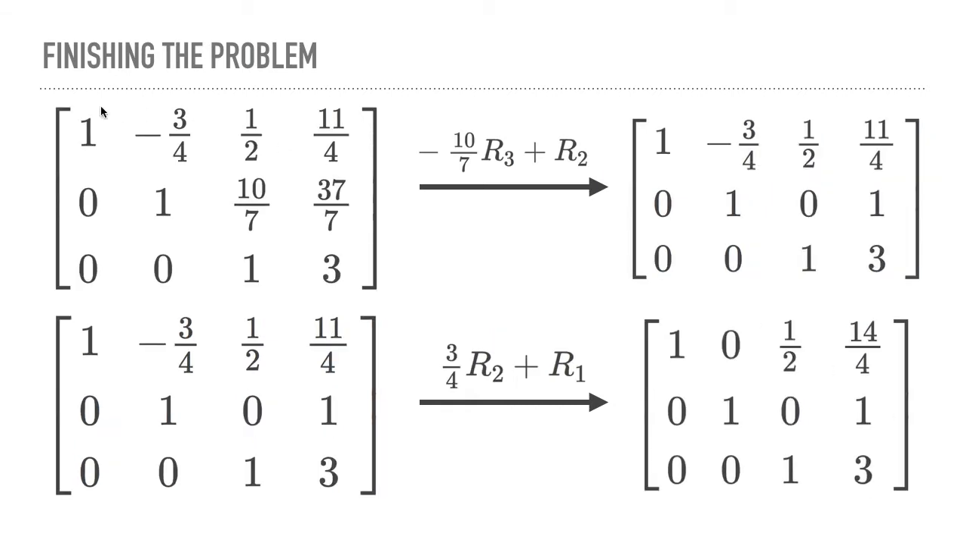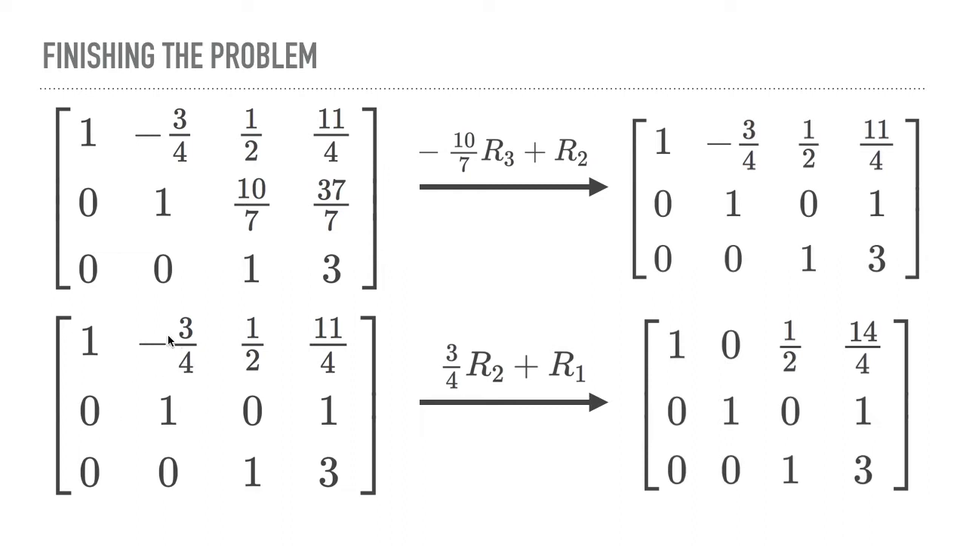So now that we have this matrix right here, we need to turn the 10/7 into a 0. So we need to multiply this row right here by a -10/7 and add it to the second row, thus giving us a 0 and the 1 right here. This is very important. We'll see later on why.